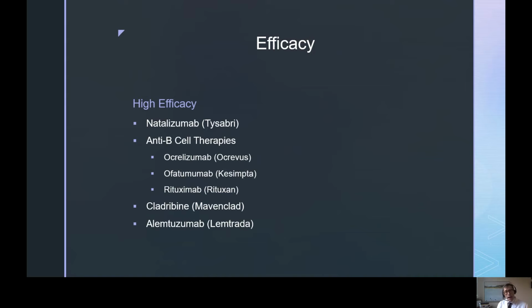And the medications with the highest efficacy would be our infusions, the Natalizumab, anti-B cell therapies, Ocrelizumab and Rituxan, but also the injectable therapy, Kesimpta, and then an oral therapy called Mavenclad or Cladribine. Lemtrada is also a very effective medication, and we'll briefly talk about it, but it's not frequently used given potential side effects. And both Cladribine and Alemtuzumab are usually not used as a first-line treatment.